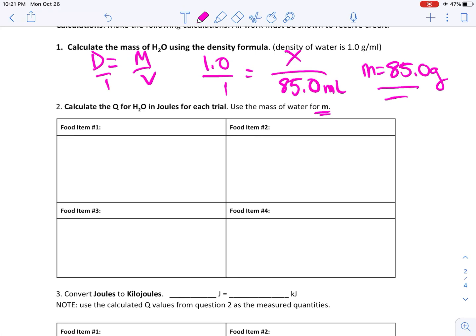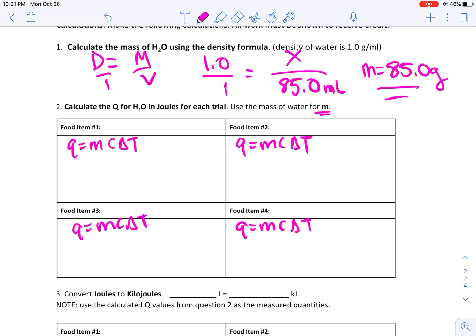Calculate the Q for the water in joules for each trial. Use the mass of water for M. So whatever you have for your food item 1, you're going to use the formula Q equals MC delta T. And you're actually going to use that formula for each of these. You're going to write it 4 different times. Q equals MC delta T.